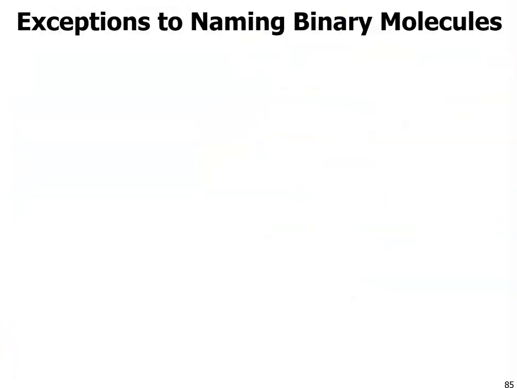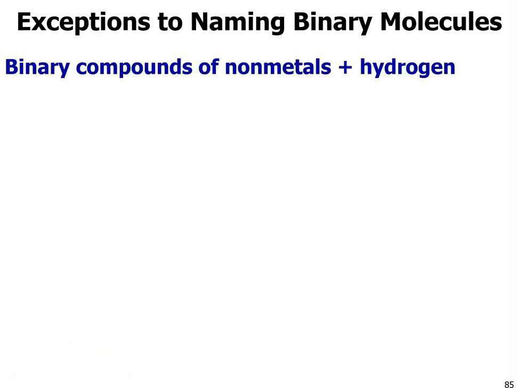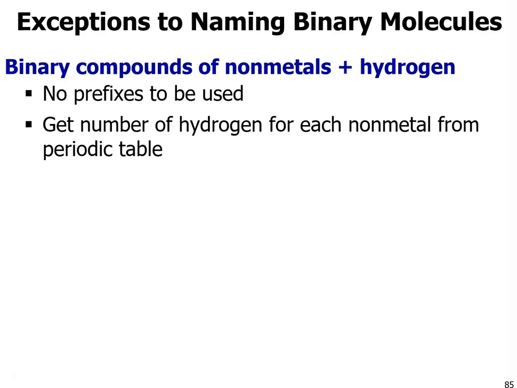Now that we've had a chance to talk about some of the typical naming for binary molecules, now I want to talk about exceptions to that. So when we're looking at something that is a nonmetal and hydrogen, we usually don't use any prefixes because we get the number of hydrogens from the nonmetal's position on the periodic table. So there's a formula, we can look at an example, and we're not going to get there right now, but based off of where sulfur is on the periodic table, we know that 2 hydrogens will be attached to it. We'll talk about that in a little bit here.